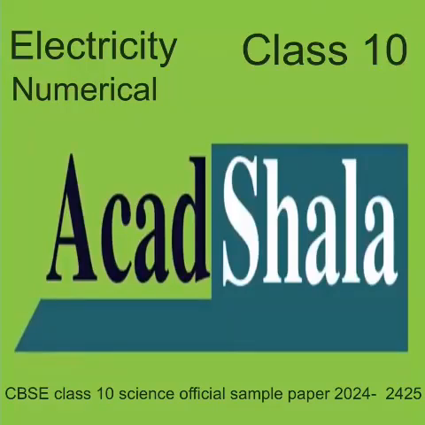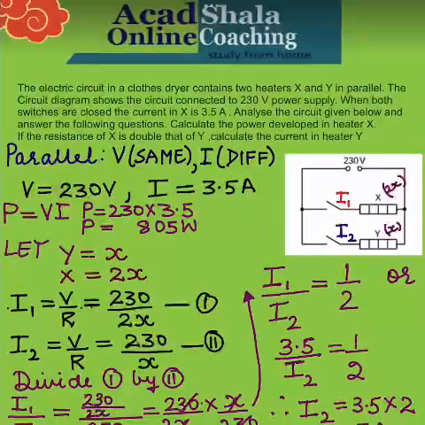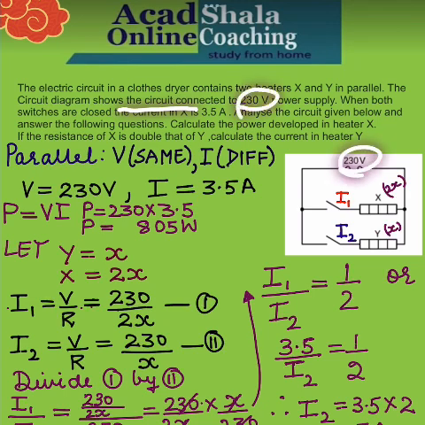We are going to do a numerical from the chapter Electricity, class 10. The numerical says the electric circuit in a clothes dryer contains two heaters X and Y in parallel. The circuit diagram shows the circuit connected to a 230 volt power supply.